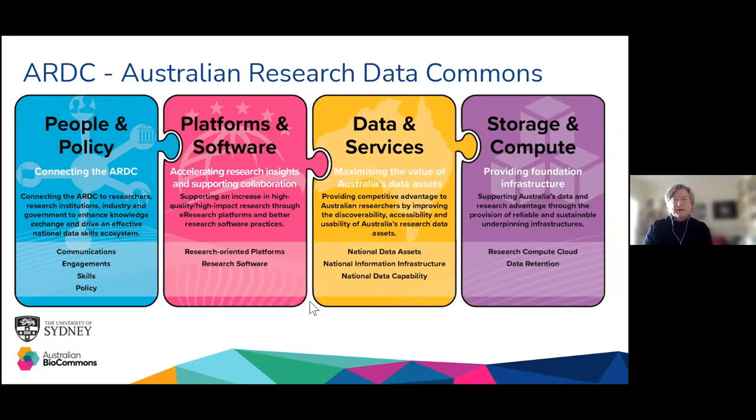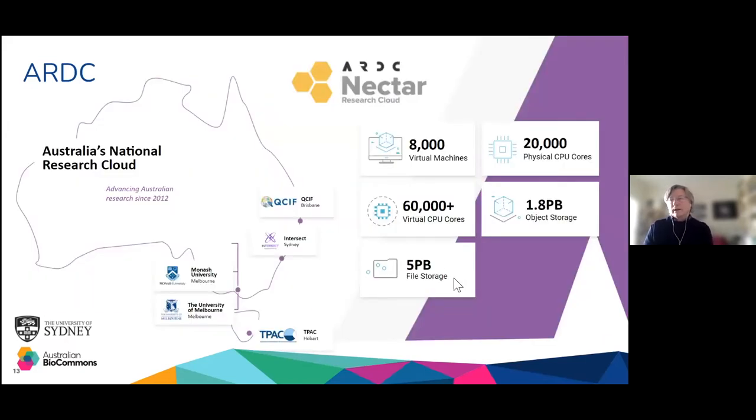But the one I'm going to talk about today is the National Research Cloud, the Nectar Research Cloud. So next slide. The Nectar Research Cloud has been around for almost 10 years now. It's a federation of several organizations that provide the compute and storage infrastructure, and essentially the ARDC glues it all together so it looks like a seamless national service. It's quite a large scale compute resource, as you can see there. At any given time, we have around 8,000 virtual machines or virtual servers running in the cloud, being run by more than 2,000 researchers. And a large amount of storage as well, distributed across the organizations there.